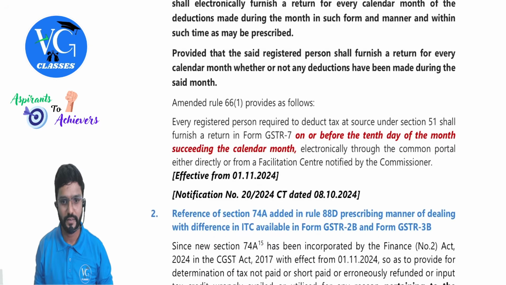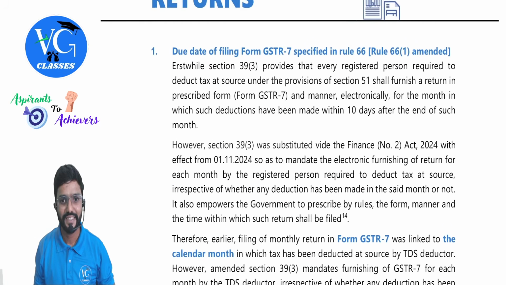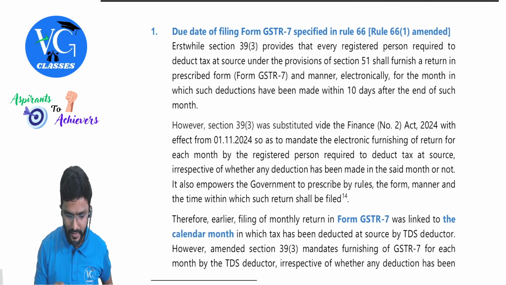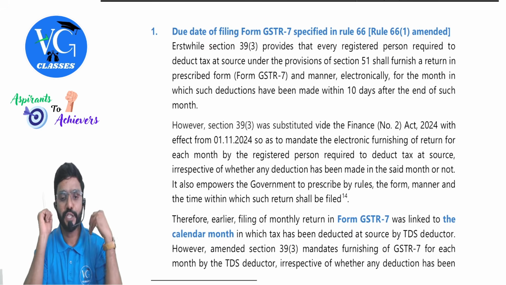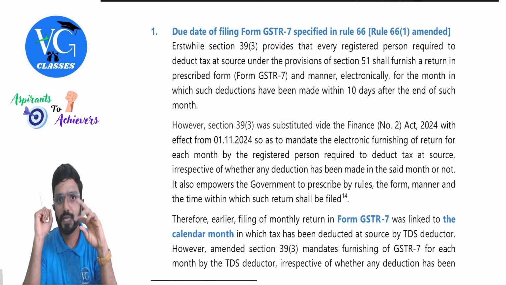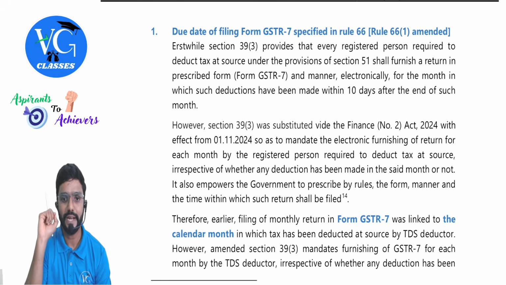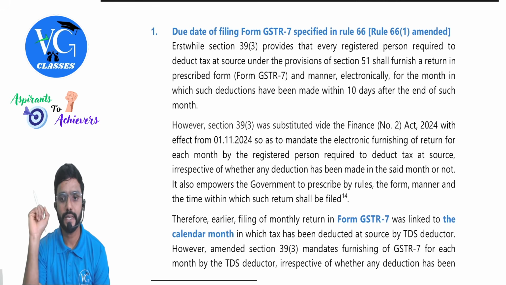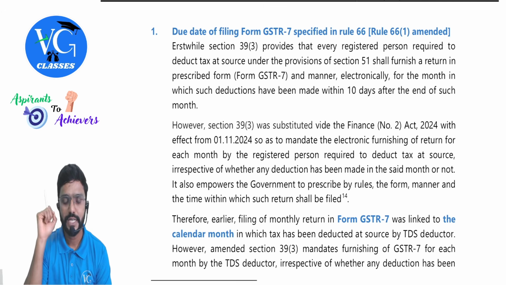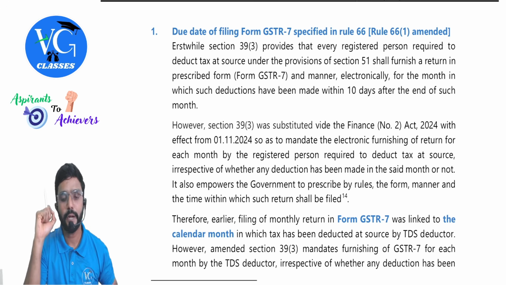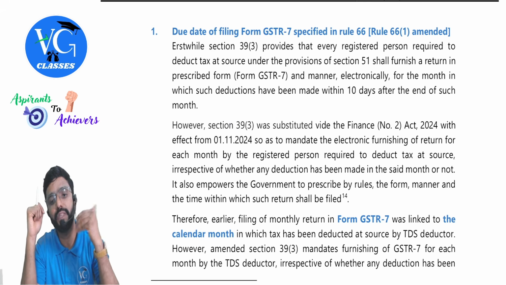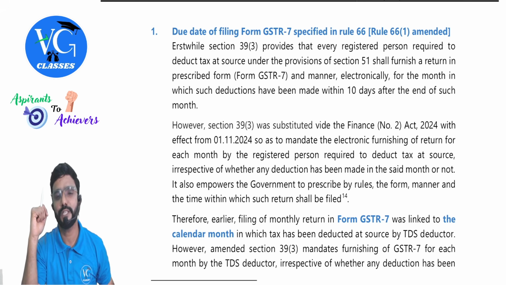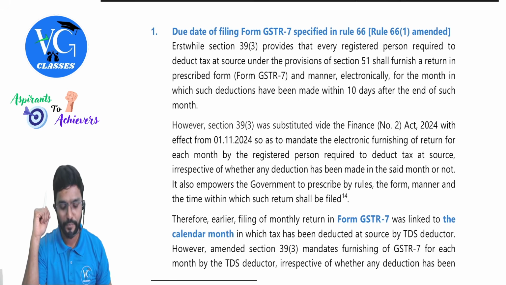So much story is given. Okay, let us go through once quickly. Section 39 subsection 3 provides that every registered person required to deduct tax at source under the provisions of section 51 shall furnish a return in prescribed form, that is form GSTR 7, and manner electronically for the month in which such deductions have been made within 10 days after the end of such month. In simple, 10th of next month.